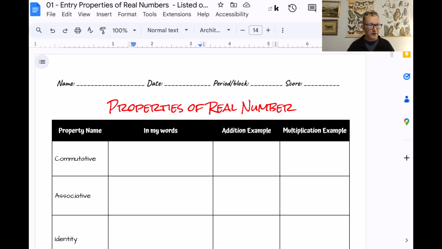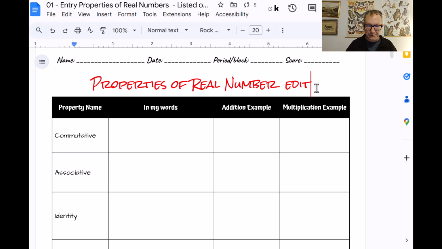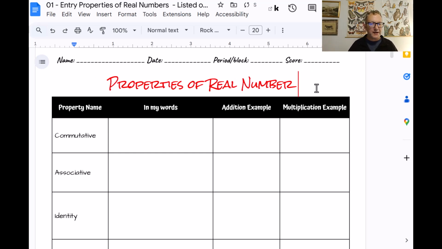Let me show you our worksheet on the entry properties of real numbers. Our entry level worksheet is designed for students who are brand new to a topic or students who just need a little extra support. This worksheet starts off with a graphic organizer that can be edited. See, I just typed on it.